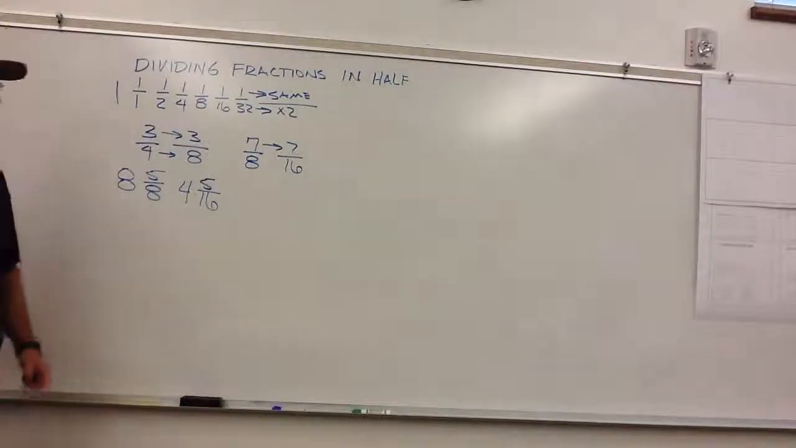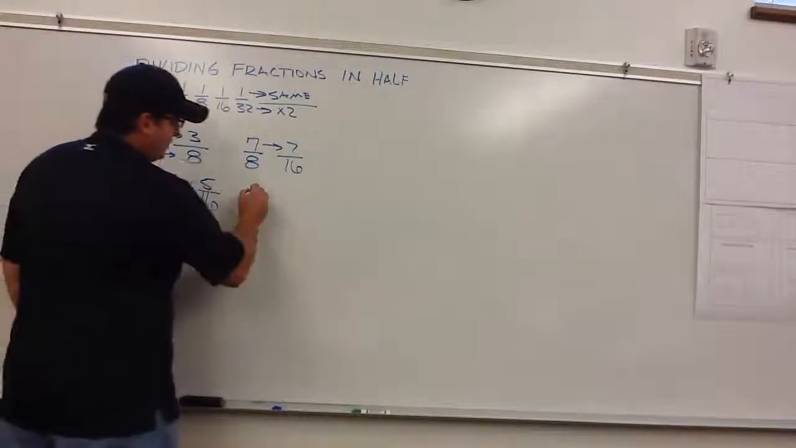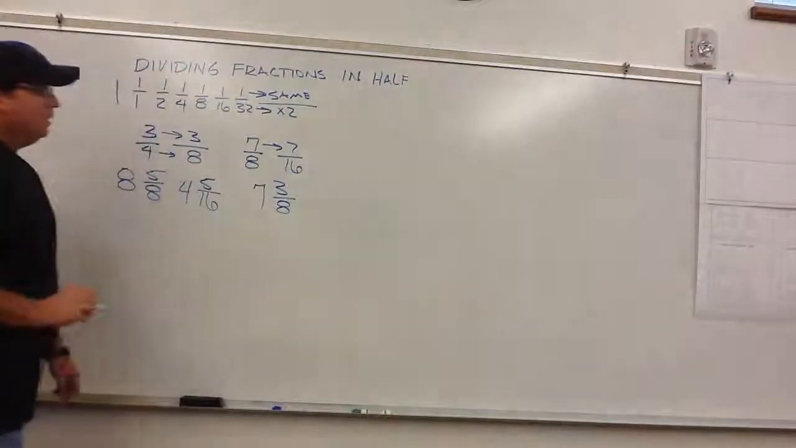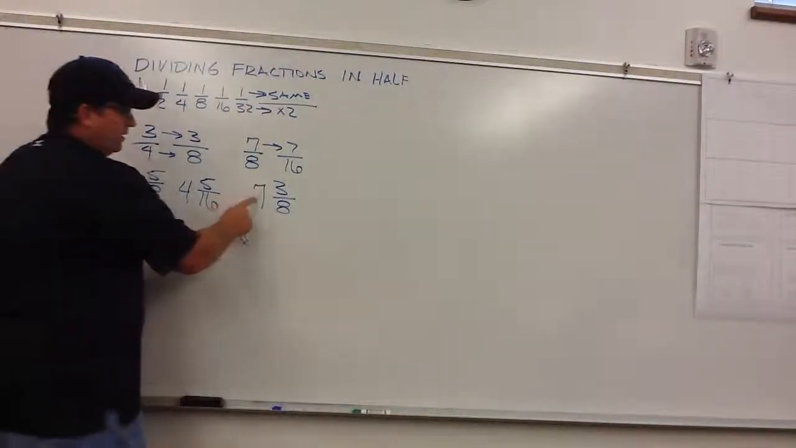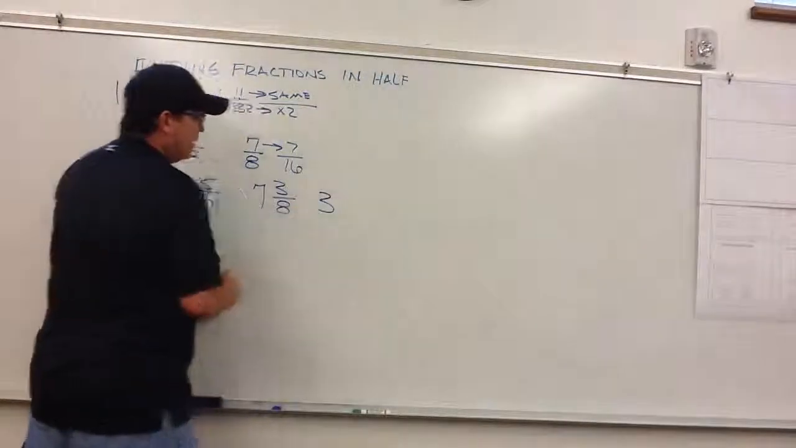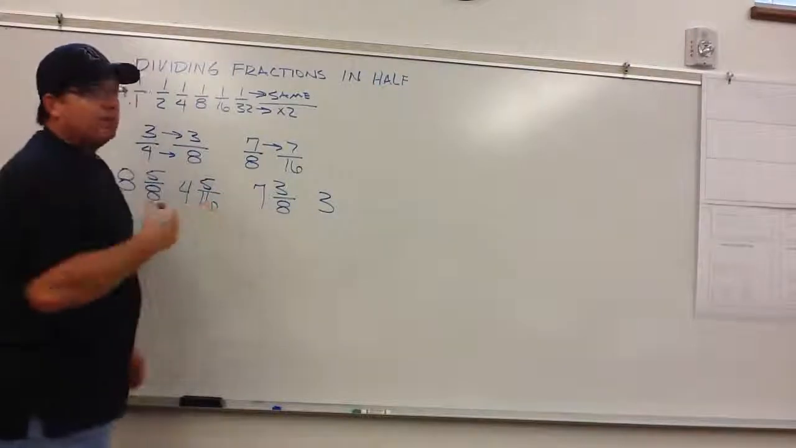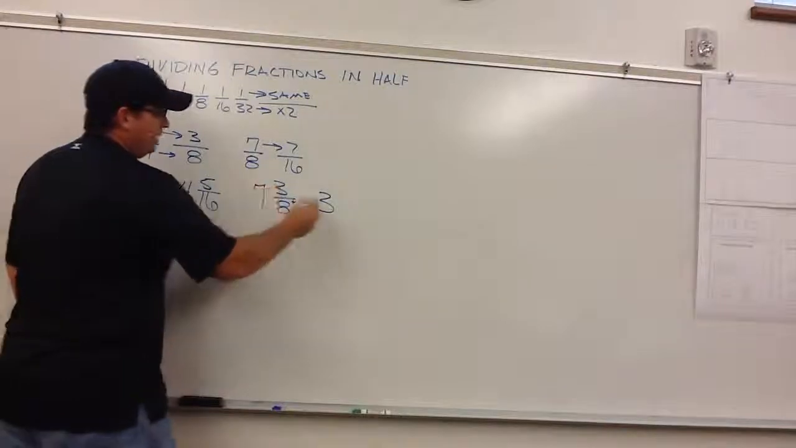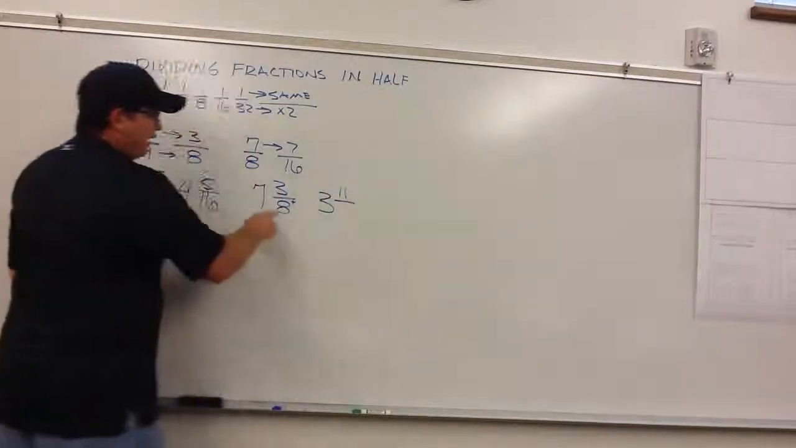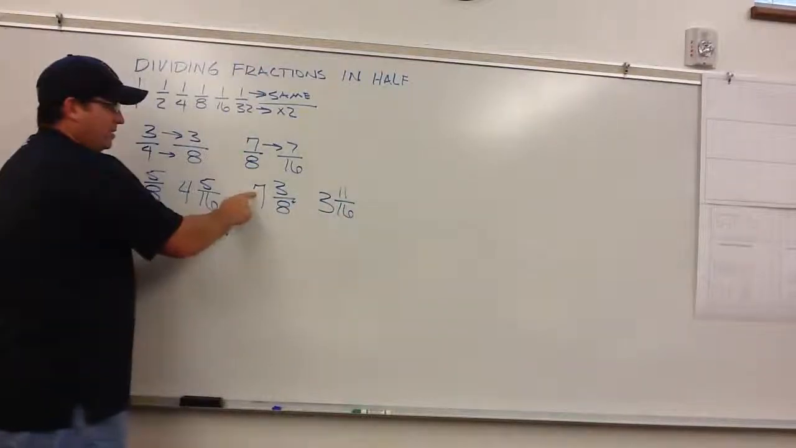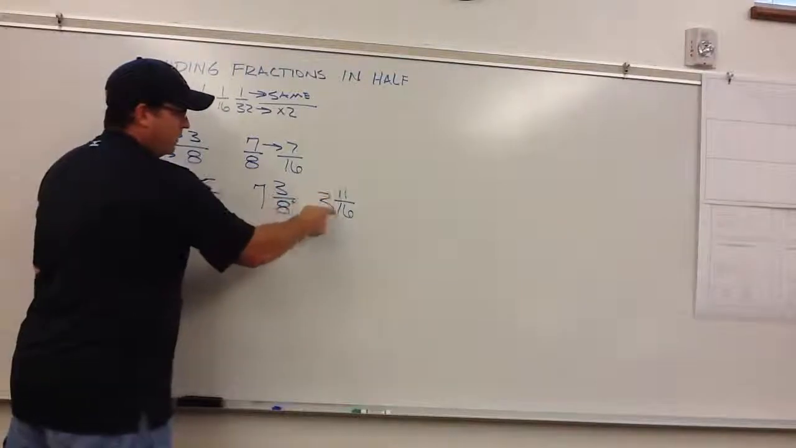It becomes a little more complex when our whole number is odd. So let's look at 7 and 3/8, for example. The way this works is I take this in half. We know that half of 7 is 3.5, so I'm going to bring that 3 over here. Now, instead of doing my regular trick, I'm going to do something different. I'm going to add these two together. 8 plus 3 is 11. And now I double the bottom number again. So half of 7 3/8 is 3 and 11/16.